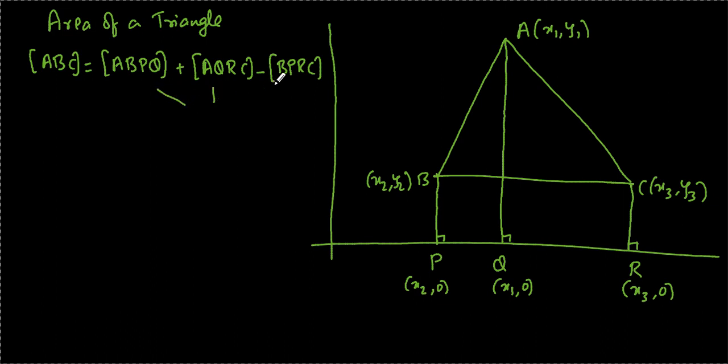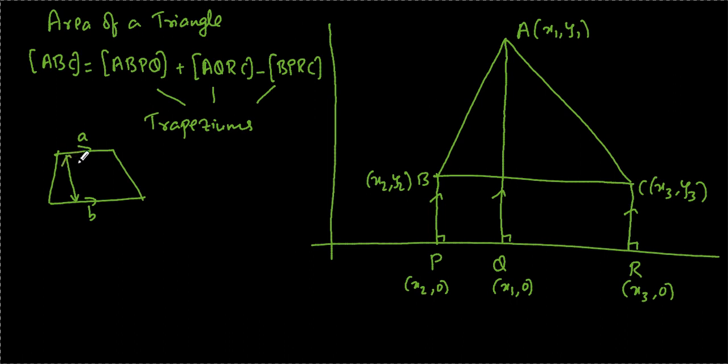If you observe, these three quadrilaterals are trapeziums. A trapezium is a quadrilateral in which one pair of opposite sides are parallel. If the parallel side lengths are a and b and the distance between them is h, then area would be half into h into sum of parallel sides. Applying this, we get area of triangle ABC would be ABPQ trapezium.